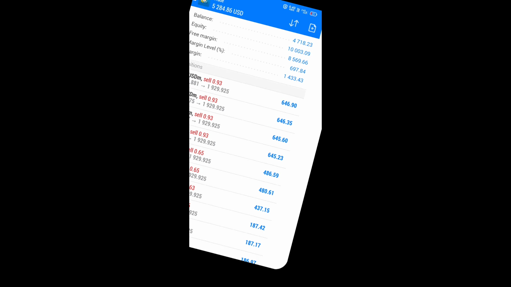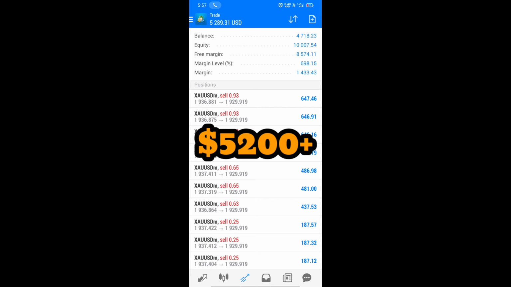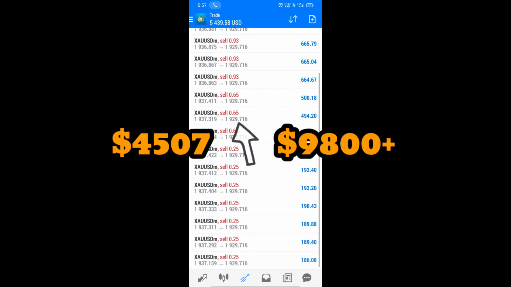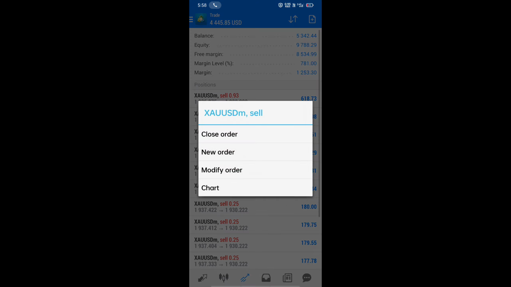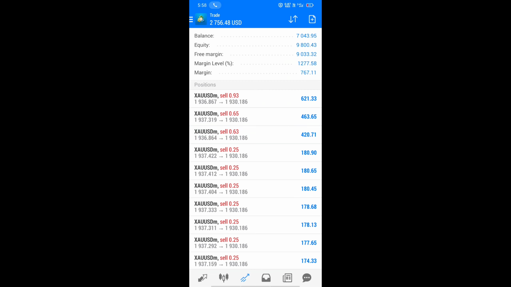Now we close the trade. Guys, here we are making more than $5,200 profit. Here we have grown our account from $4,507 to $9,800, which has grown with proper risk management. You can also do this. This strategy gives very good results if it is used properly.